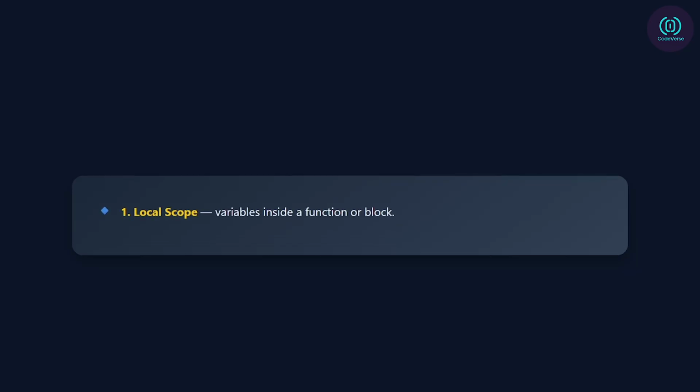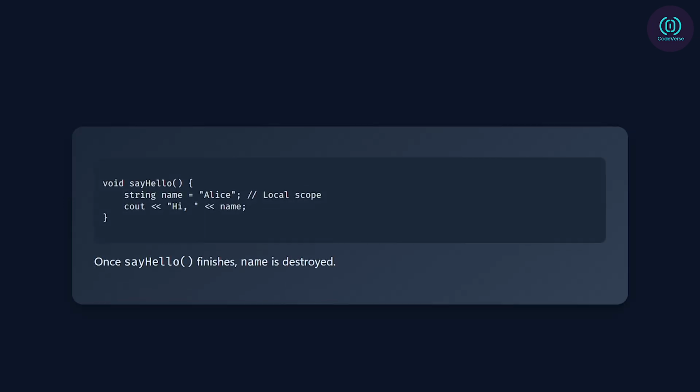1. Local scope. This is the most common: variables declared inside a function or block. They only exist while that function or block is running. void sayHello() { string name = "Alice"; // local scope cout << "Hi, " << name; }. Once sayHello finishes, the variable name disappears, it's destroyed automatically.